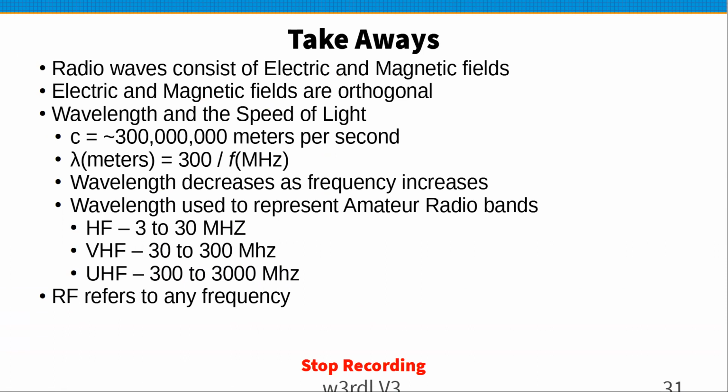So we learned that radio waves consist of electric and magnetic fields. The electric and magnetic fields are orthogonal or perpendicular to one another. The speed of light is 300 million meters per second. We do wavelength in meters, and it's 300 divided by the frequency in megahertz. Wavelength decreases as frequency increases, and it increases as frequency decreases. We represent the amateur radio bands in the HF, VHF, and UHF, and those frequencies, which, as you saw, are test questions. And then RF refers to any frequency.